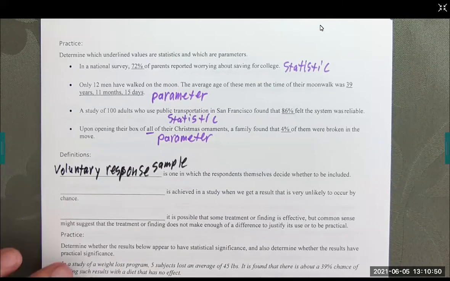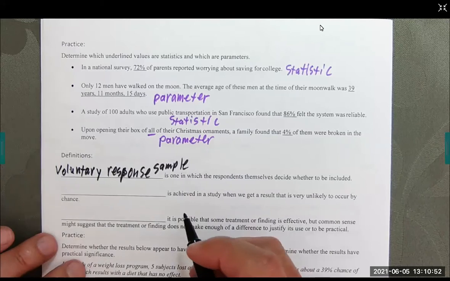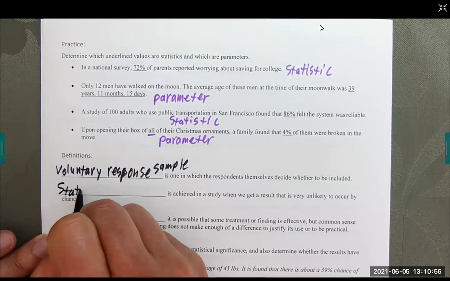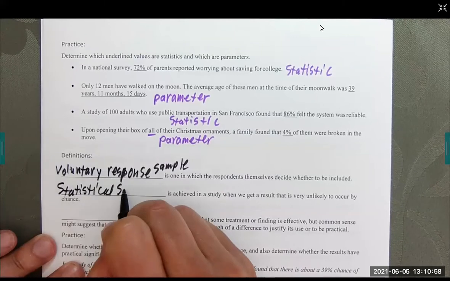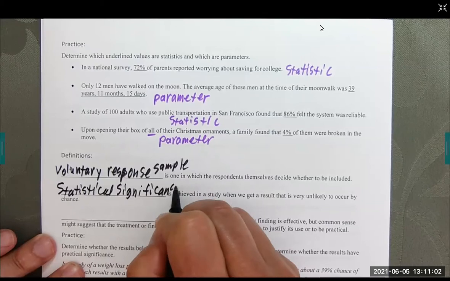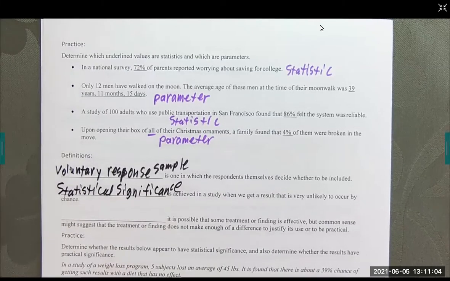And now we have two types of significance. The first one is statistical significance. It is achieved in a study when we get a result that is very unlikely to occur by chance. Usually less than 5% means it's statistically significant, more than 5% it is not.